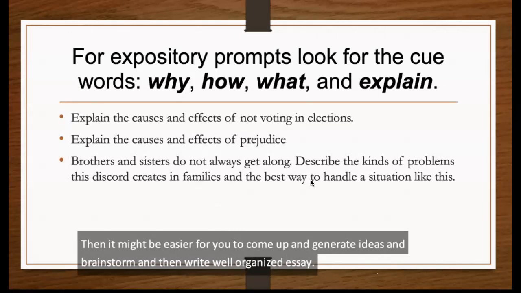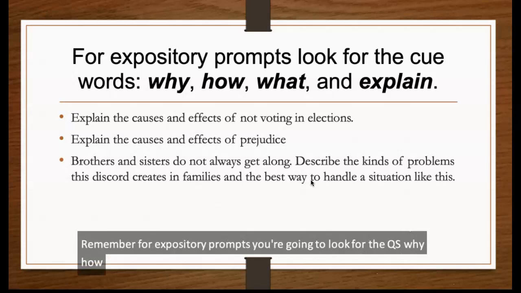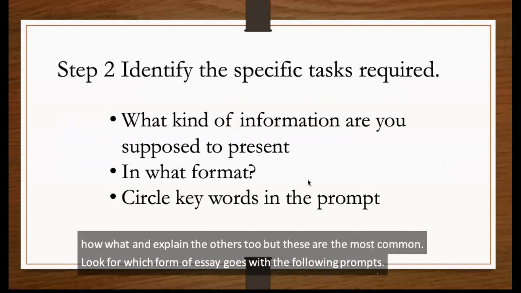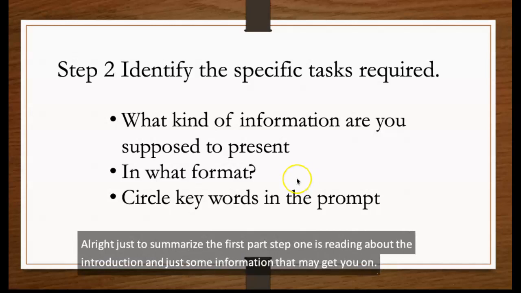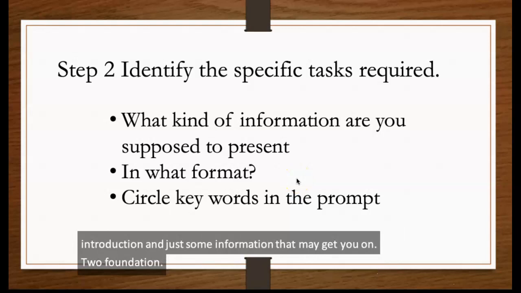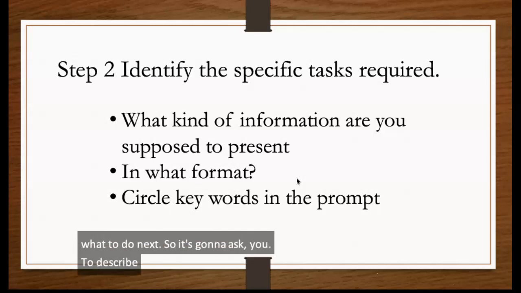Remember, for expository prompts, you're going to look for the cues: why, how, what, and explain. There are others too, but these are the most common. All right, just to summarize, step 1 is reading the introduction and some information that may give you a foundation. And then you're going to be asked what to do with that information and what to do next. So it's going to ask you to describe, to explain, or some other task to perform.